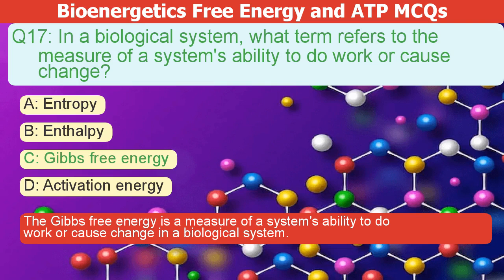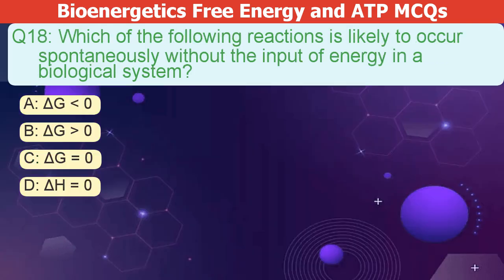The correct answer is C. The Gibbs Free Energy is a measure of a system's ability to do work or cause change in a biological system. Which of the following reactions is likely to occur spontaneously without added energy in a biological system?